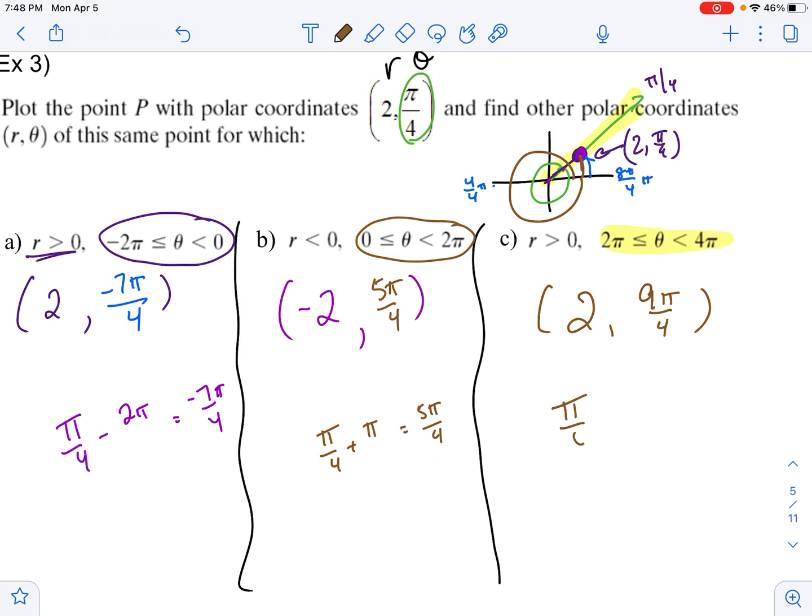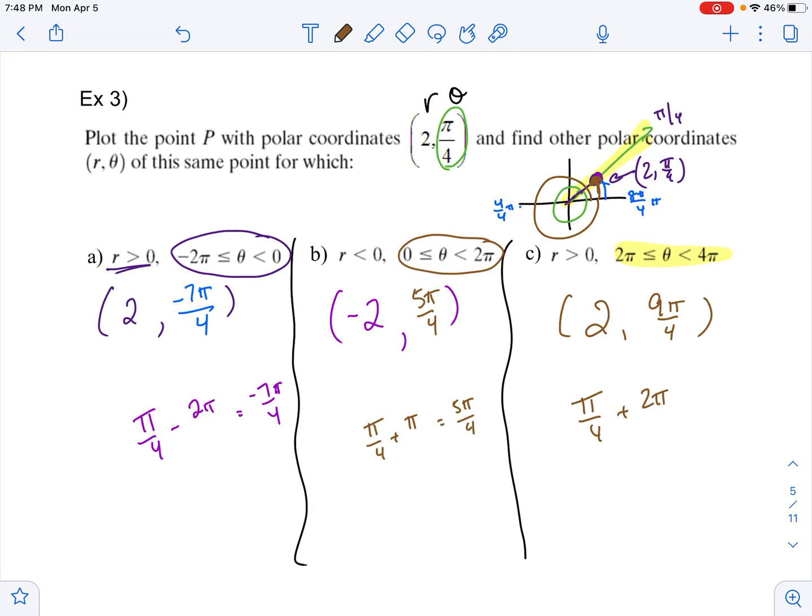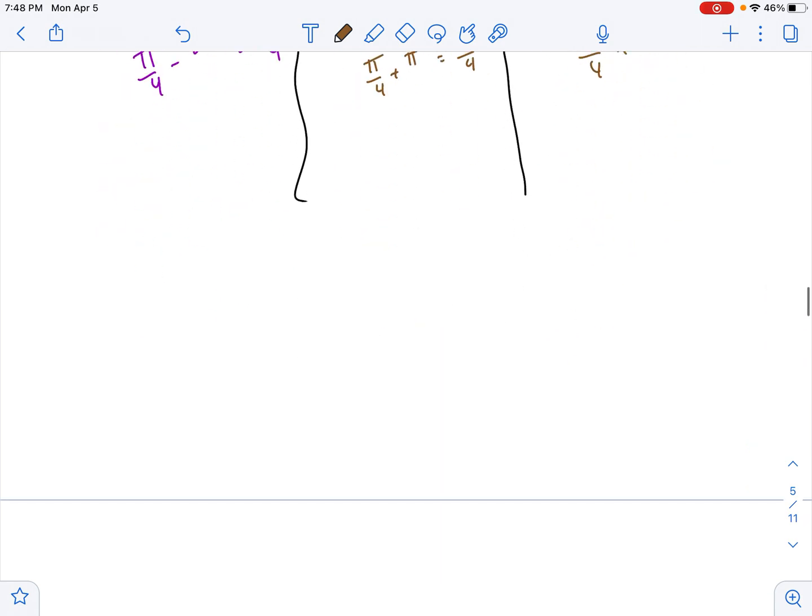I'm just taking that pi over 4 and adding a full circle, or in this case 8/4, and that gets me to 9 pi over 4. So if I rotate a full circle and 1/4 more and then go out 2 spaces, that would get me back to that same point. So there are a bunch of different ways that we could write the same point 2 comma pi over 4, depending on the r value and then the angle measure.